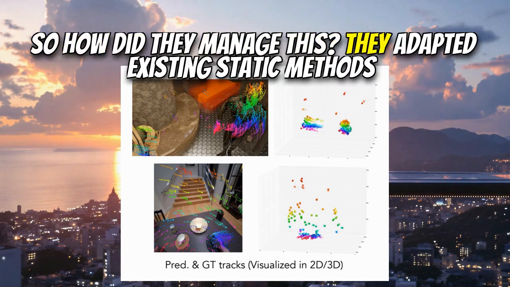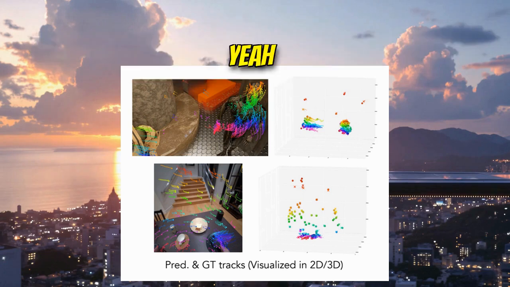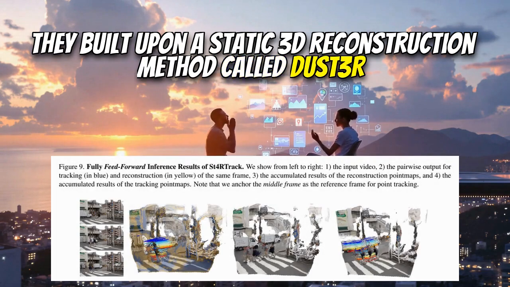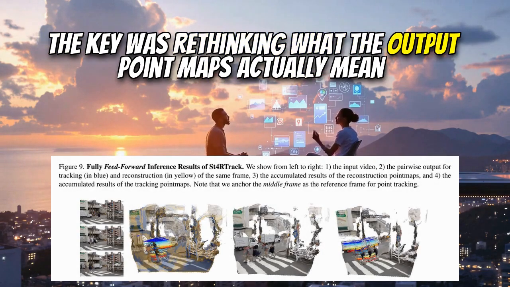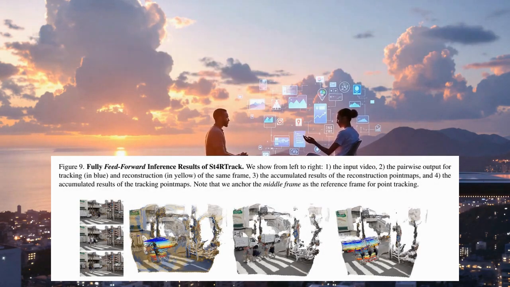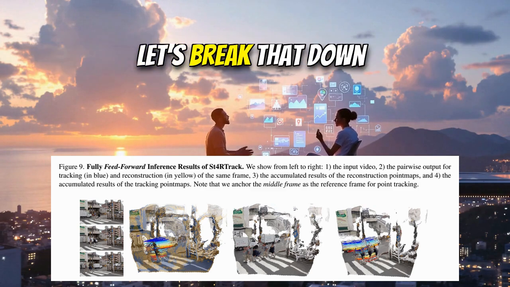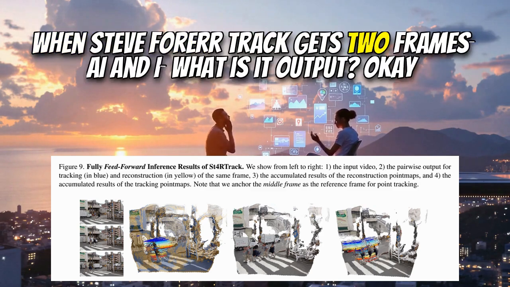So how did they manage this? They adapted existing static methods. Yeah, they built upon a static 3D reconstruction method called DUSt3R. The key was rethinking what the output point maps actually mean. Okay, so they take DUSt3R's ideas, but change the definition of the output for dynamic scenes. Let's break that down. When St4RTrack gets two frames, I_i and I_j, what does it output?